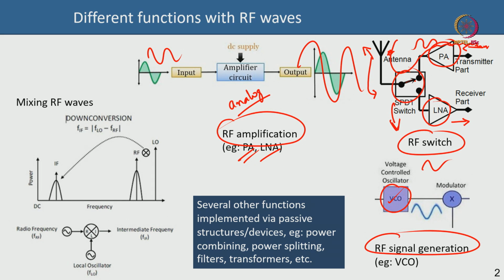In this slide we are talking about the different functionalities, different things that you can do with RF or microwaves. One is signal amplification, one is signal generation, one is signal switching, or signal mixing. You are mixing two signals. You have a signal of a certain frequency, you mix it with another frequency, and you generate the difference or the sum of them. This is the basic premise of a receiver called a superheterodyne receiver.